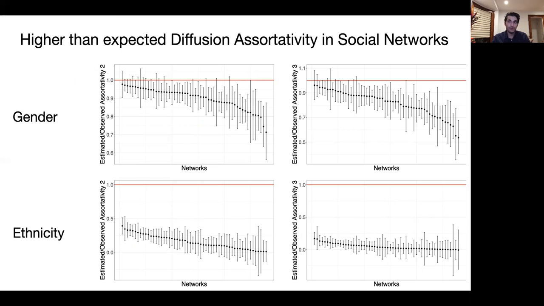The top row shows the diffusion assortativity on paths of length 2 and 3, in terms of gender, and the bottom row for ethnicity. For both attributes, we observed that the level of diffusion assortativity predicted by the degree-corrected stochastic block model is consistently lower than the observation in actual networks.